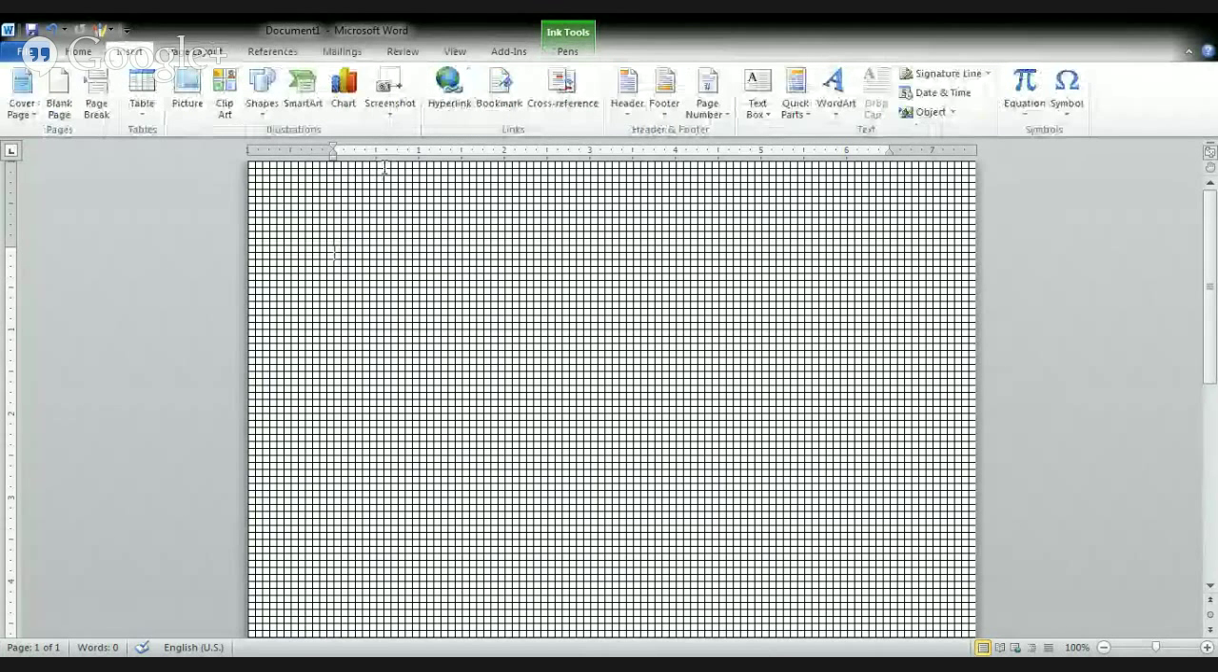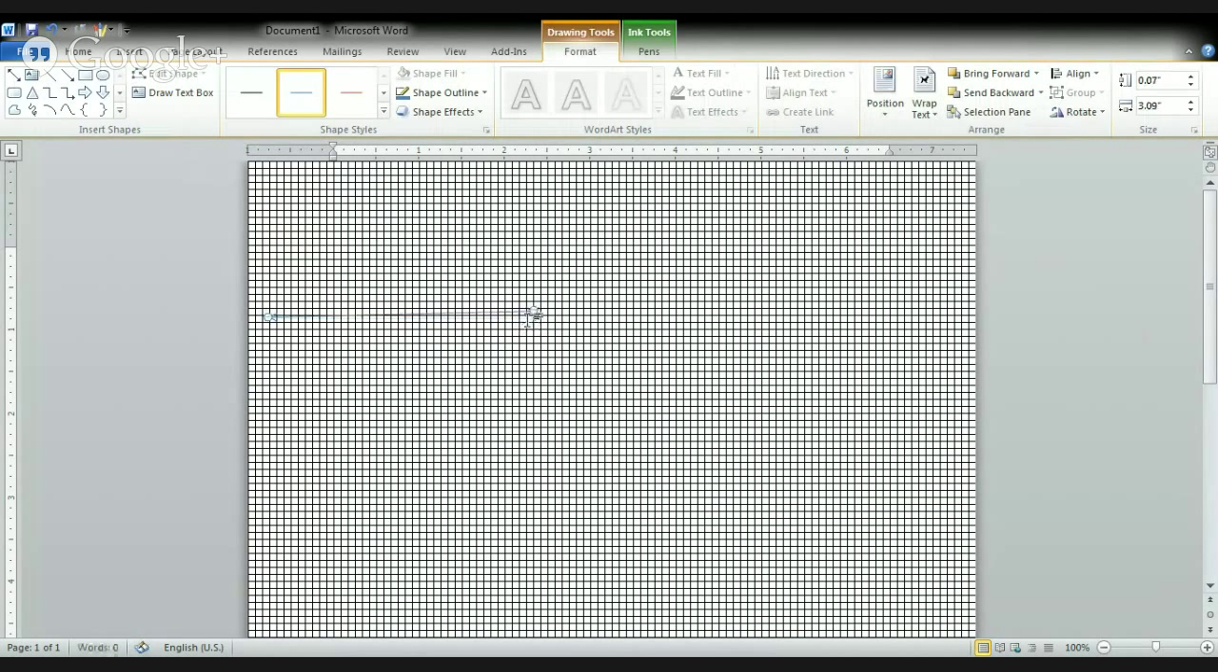Let's insert a couple of lines so that we can make our X and Y axis. Oh, I want a much better line than that. Let me see if I can make that darker for us. All right, so let's make that darker. There we go, I think that'll work good. And now let's do another one like that for our y-axis.